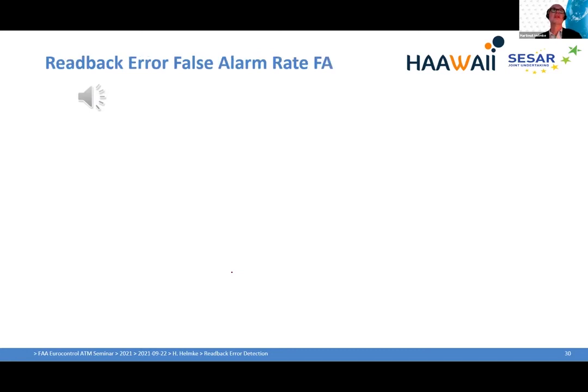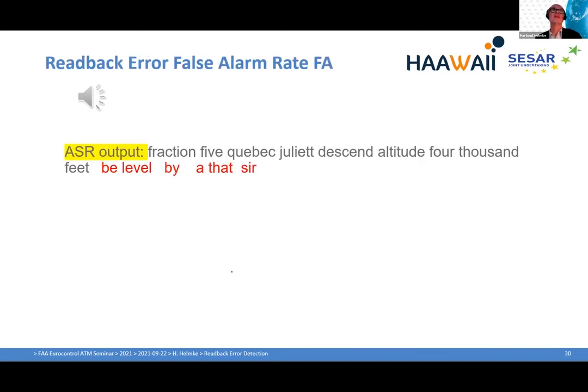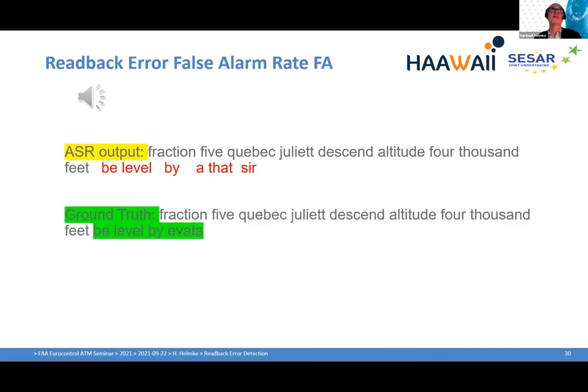You have another utterance. Action 5 Quebec Juliet, descend altitude 4,000 feet, be level by Avata. That was the ATCO. I think with some training it is easy to understand. But nevertheless, here the output of the speech recognizer was something like: be leveled by at air, sir. A little bit nonsense. What really was said was: be leveled by the waypoint Iwata. So how to give plausibility measures that we are not really sure with that?